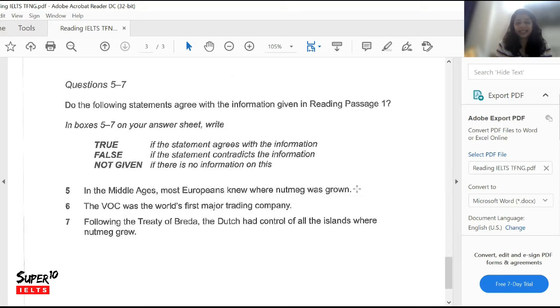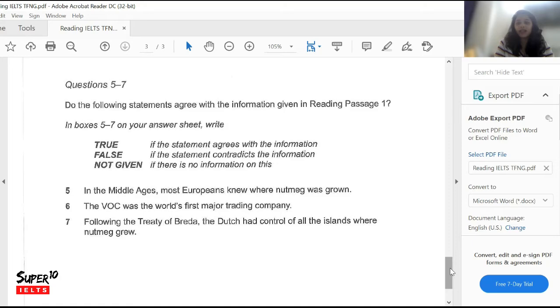So it says, in the Middle Ages, most Europeans. Now here you have to focus on Europeans and most, both. Sometimes students forget to focus on most. In the reading passage, it is given maybe some or few. Even that can change the answer. So you have to focus on these small words as well. Now, most Europeans knew where nutmeg was grown. Now, when I understand this statement, I know what I have to look for.